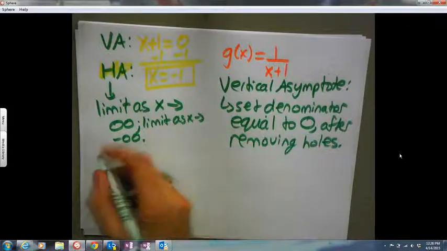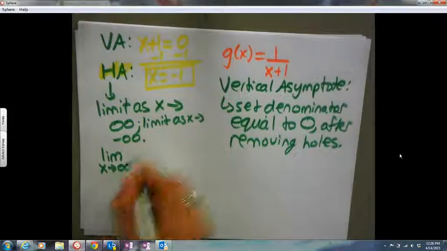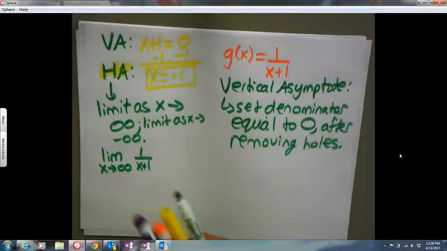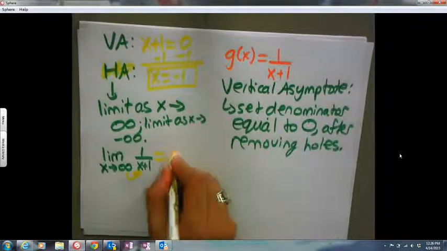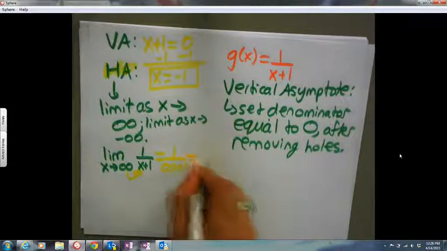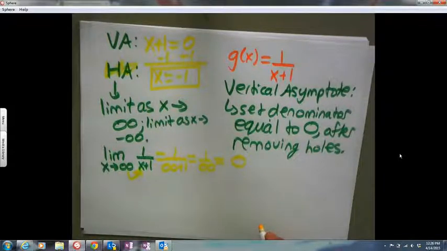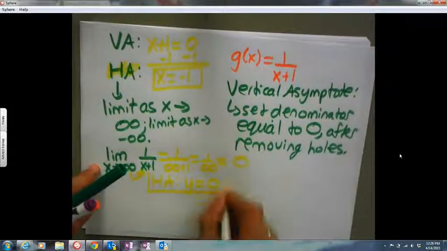So let's do the limit as x goes to infinity of 1 over x plus 1. Now, George, you were asking earlier, do you always get infinity over infinity? Here's an example where you don't. You plug in infinity here, and you get 1 divided by infinity plus 1, which is 1 over infinity, which is 0. So what does this mean? This means we have a horizontal asymptote at y equals 0. Questions?